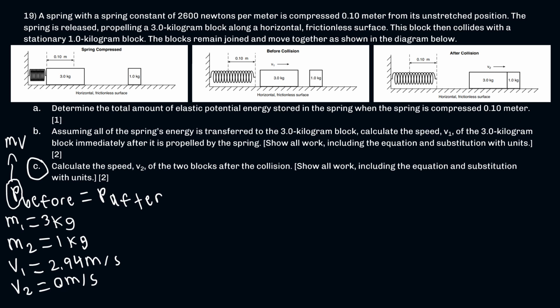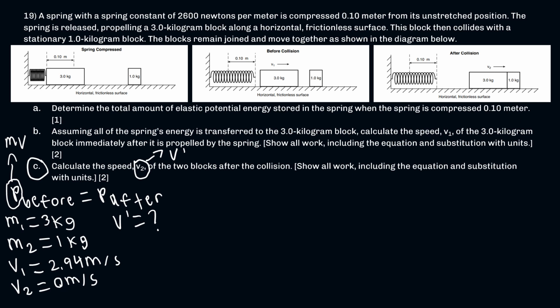So it talks about in the beginning that the blocks remained joined and moved together as shown in the diagram below. That means that they collide and they stick together. So we don't have a bounce apart question, we have a stick together question, which means we only have one velocity afterwards. What I'm going to call that is V prime, and that is a question mark. So when it talks about V2 in the question there, we're just going to make that V prime for our purposes.